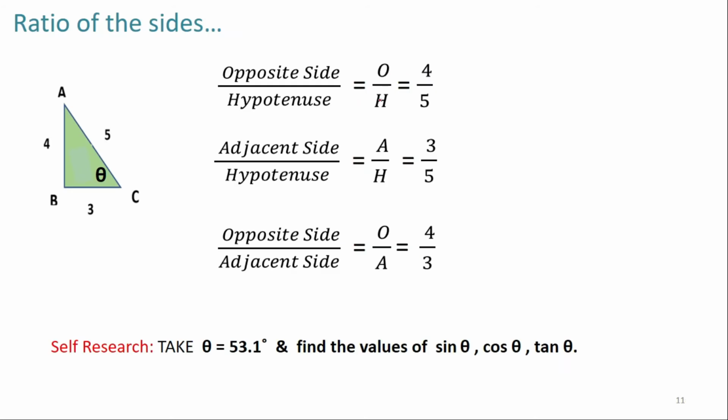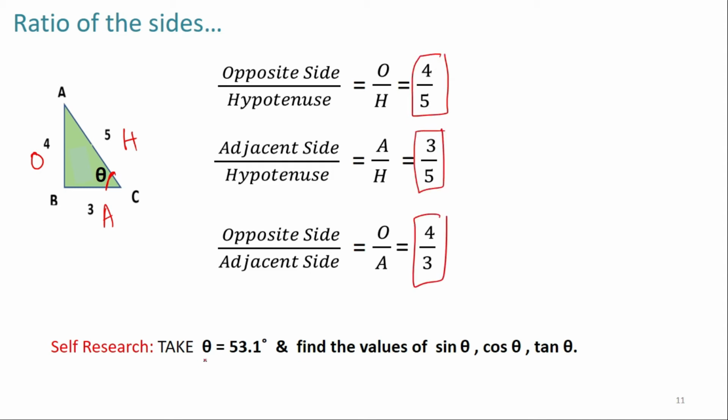Now from the figure, this is the angle, opposite, hypotenuse and adjacent. O over H is 4 over 5. A over H, the adjacent over hypotenuse, is 3 over 5. And the opposite side over the adjacent, O over A, is 4 over 3. So I have put the fractions from the figure.